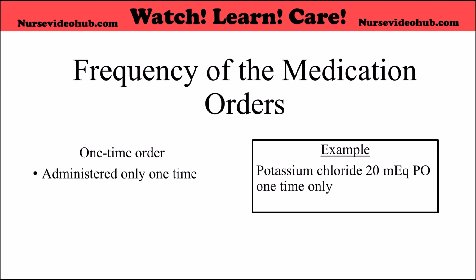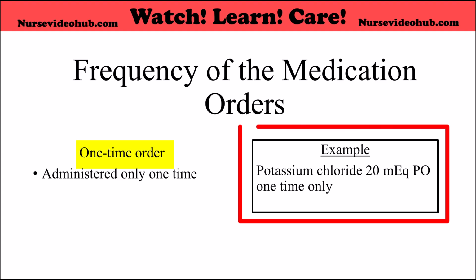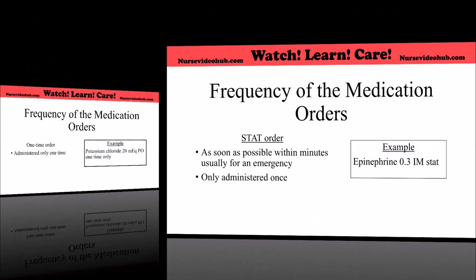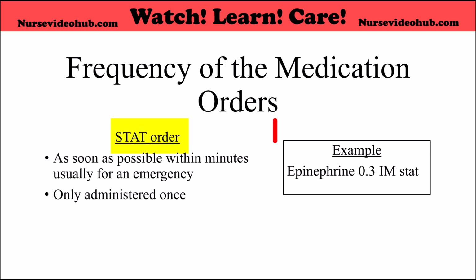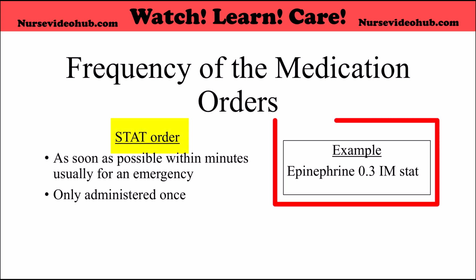Let's quickly cover a few more types of frequencies of medication orders that you may encounter. One-time orders. Potassium chloride, 20 milliequivalents PO once. As the order states, it is only administered once. Stat orders. Epinephrine, 0.3 milligrams, IM stat. This is an order to be given immediately. For example, for someone experiencing an anaphylactic reaction.